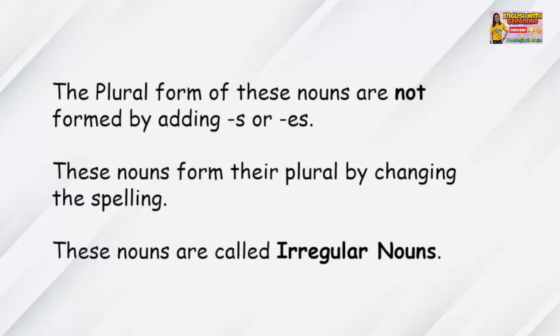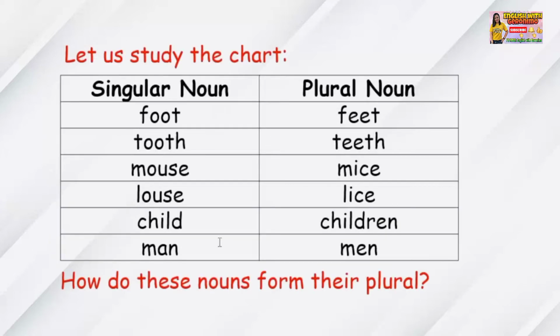Very good. The plural form of regular nouns is formed by adding s or es. These nouns form their plural by changing the spelling. And these nouns are called irregular nouns. Again, what do you call these words? Irregular noun. Very good. Let us read again.